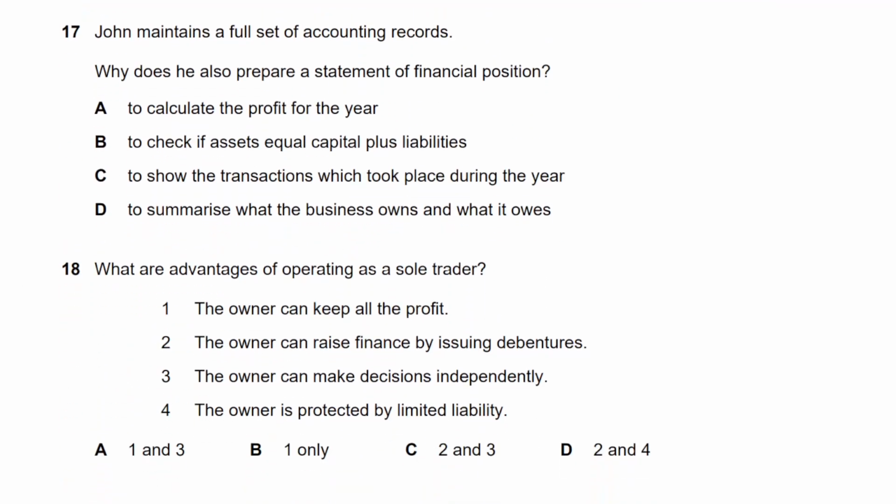Easy, right? Number 17. John maintains a full set of accounting records. Why does he also prepare a statement of financial position? So he's maintaining full sets of accounting records. Why does he also prepare SOFP? To calculate profit for the year, we make an income statement for that. To check if assets equal capital plus liabilities, that is a possible reason.